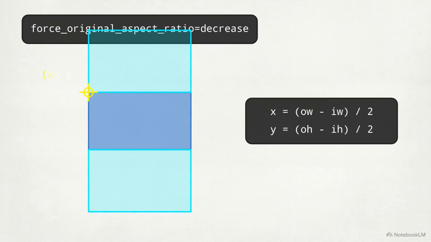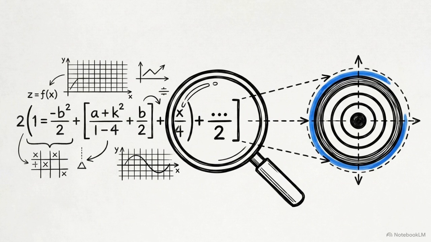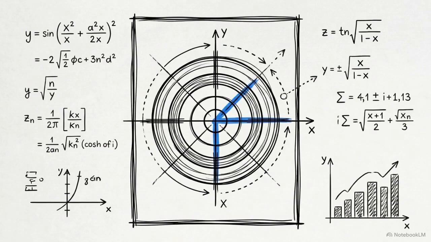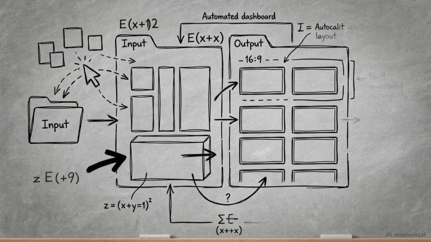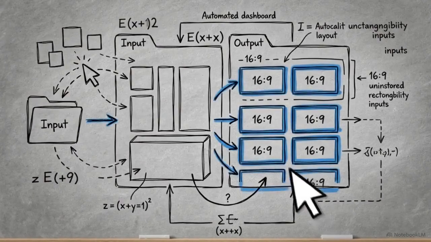The solution is a dynamic padding equation: (output width minus input width) divided by 2, mapped against (output height minus input height) divided by 2. By calculating the difference between the target frame and the new video dimensions, this formula identifies the exact coordinates required to perfectly center the video. These geometry expressions allow the same pipeline to process a range of incoming media ratios without manual intervention.